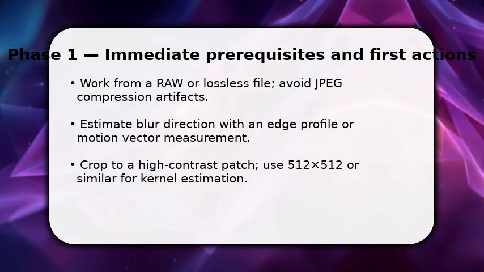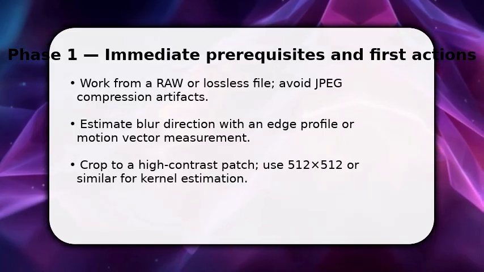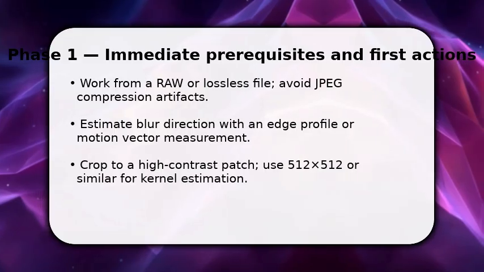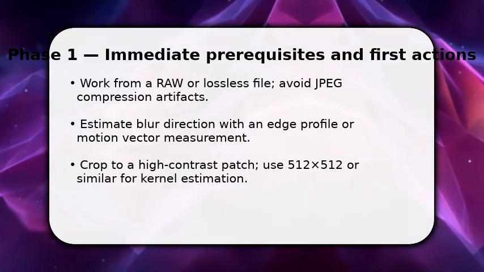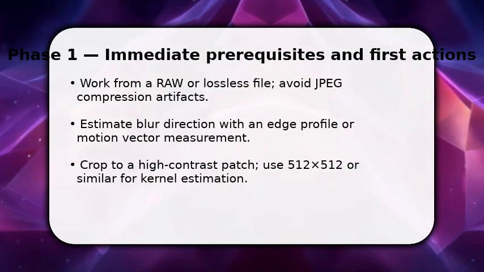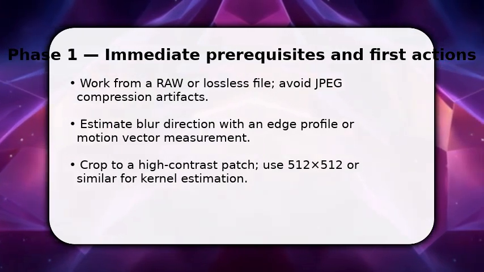Then compute an initial point spread function, or kernel, by profiling edge blur. This gives you the first approximation of how the camera moved. Do this now because a better kernel means cleaner restoration later. It reduces ringing and preserves texture.